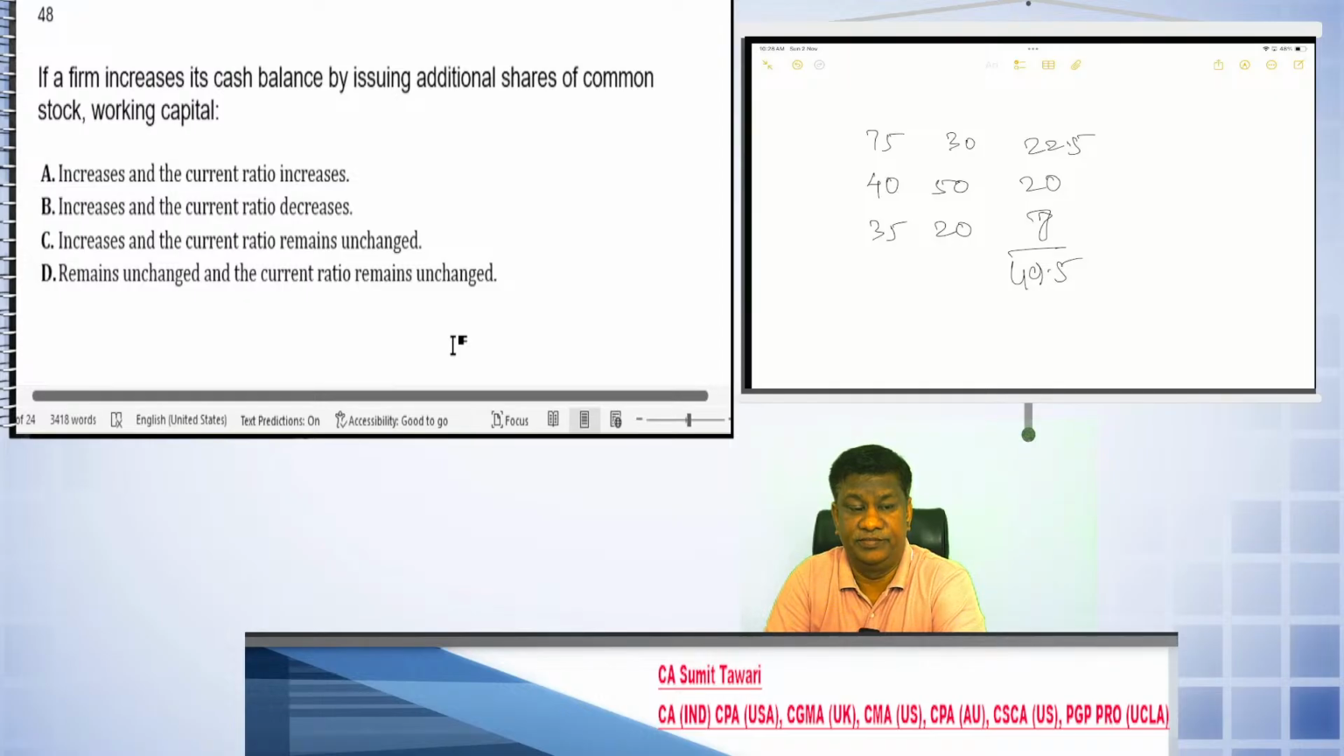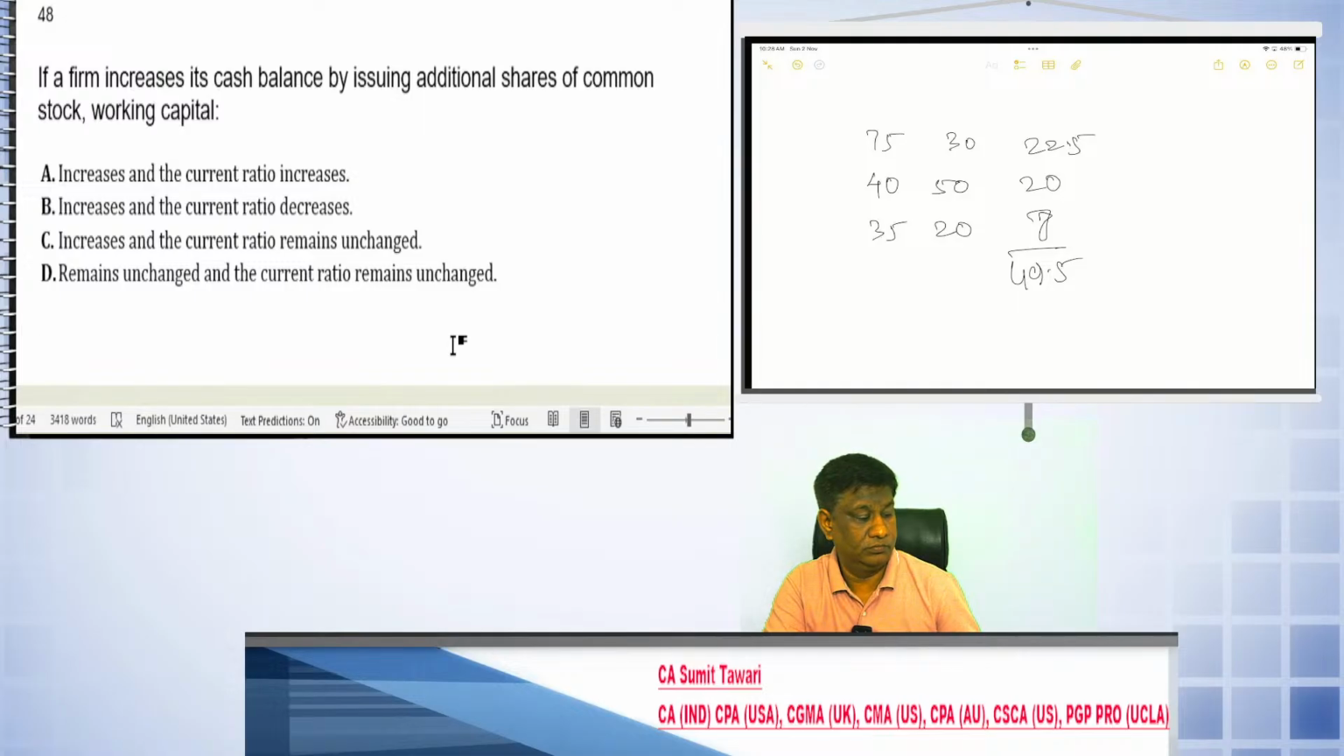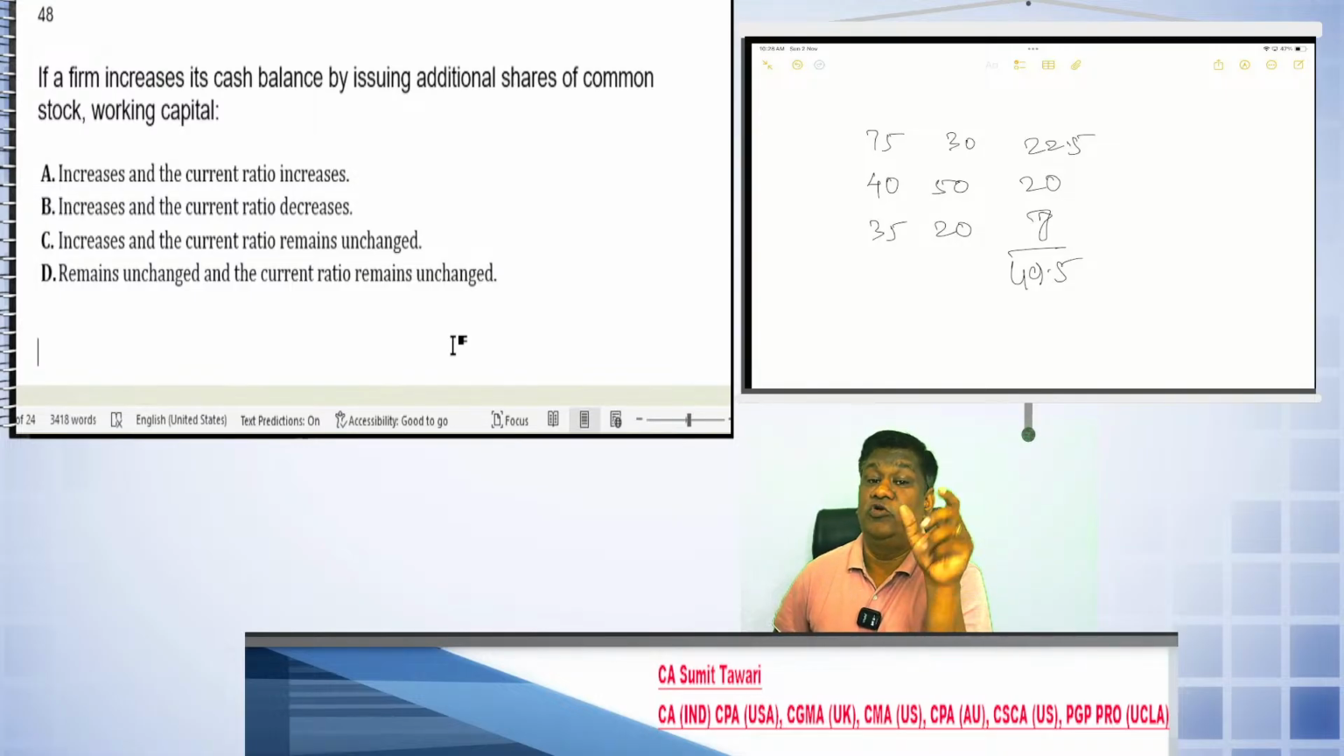Question number 48. Is it C, sir? C or D? If a firm increases its cash balance by issuing additional shares of common stock, working capital increases and the current ratio remains... but if working capital increases, then the current ratio should also increase, no? It is not that. See, with the issue of shares, the liability increases in equity, not current liability. So C and D cannot be possible.